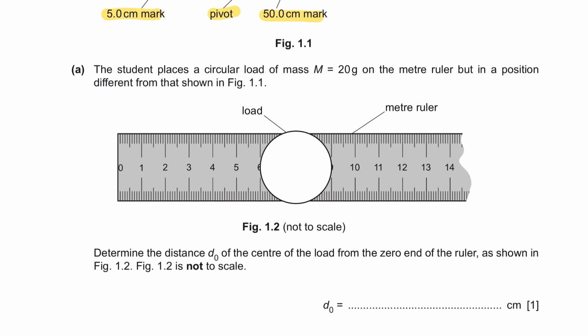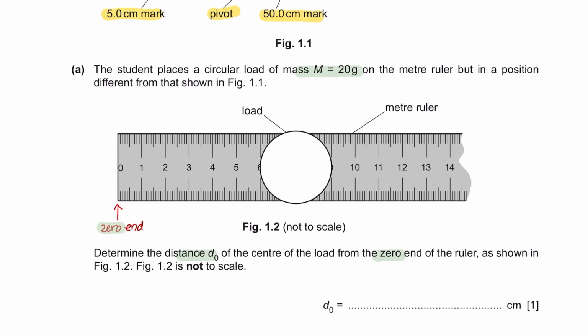Question A. The student places a circular load of mass m equals to 20 gram on the meter ruler, but in a position different from that shown in figure 1.1. Determine the distance d0 of the center of the load from the zero end of the ruler as shown in figure 1.2. Figure 1.2 is not to scale.